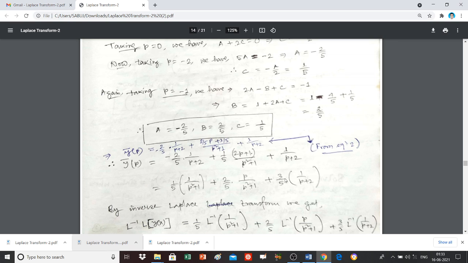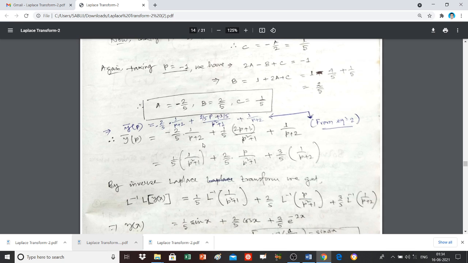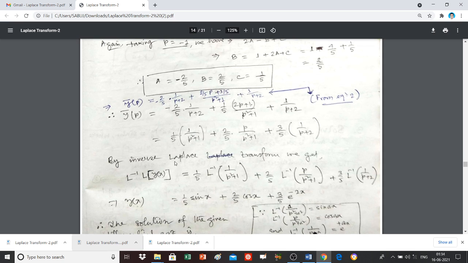This term and this term will give you 3 by 5 into 1 by (p plus 2). And the first term can be written in two parts: one is 1 by 5 into 1 by (p square plus 1), another one is 2 by 5 into p by (p square plus 1). Okay, so this gives us these terms.